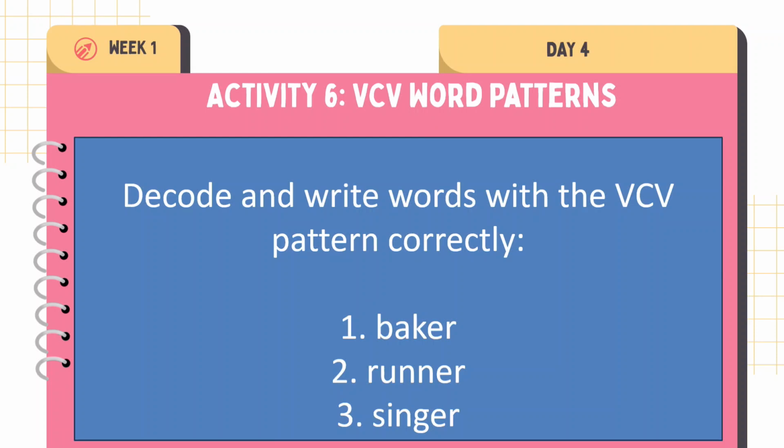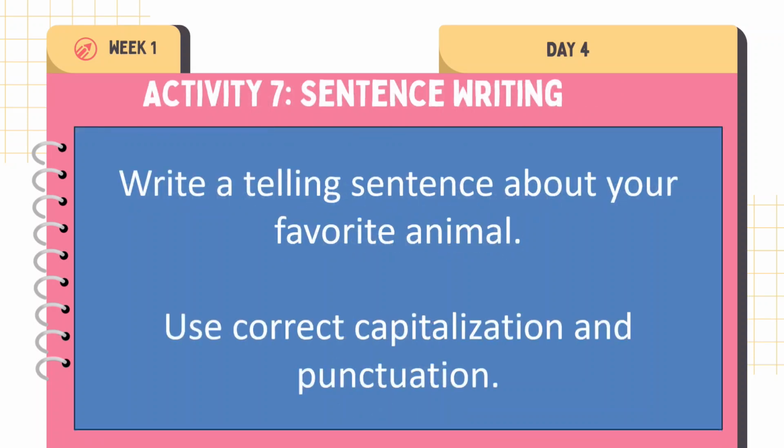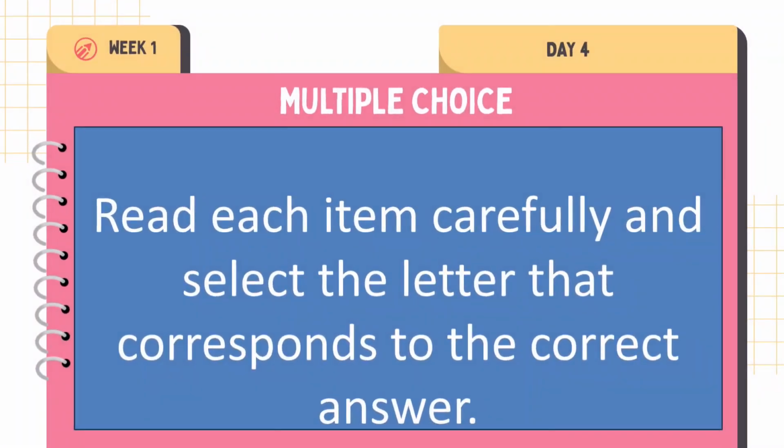Decode and write words with the VCV patterns correctly. Write a telling sentence about your favorite animal. Use correct capitalization and punctuation. Read each item carefully and select the letter that corresponds to the correct answer.